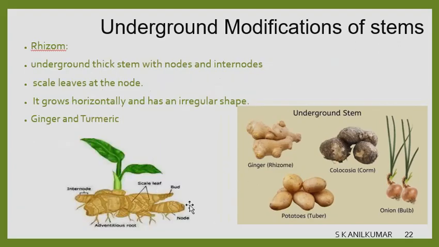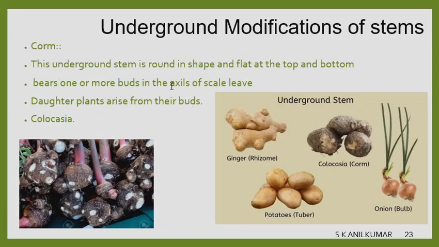Here also you have scale leaves, but from the nodes you have the bud. Here you have the bud on the axils of the scale leaves. Daughter plants arise from these buds.